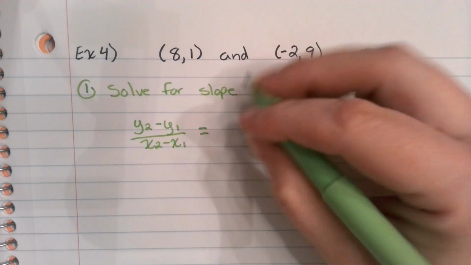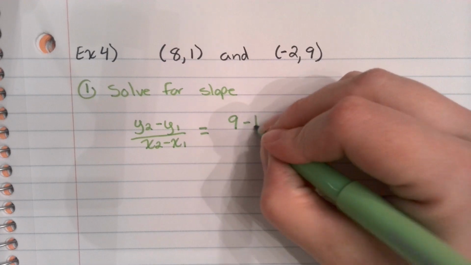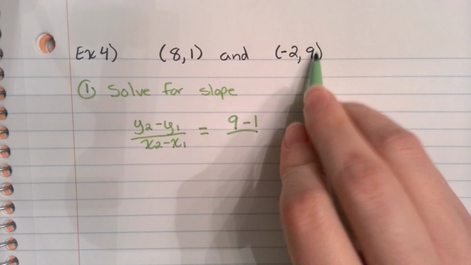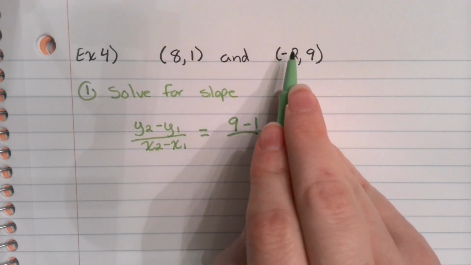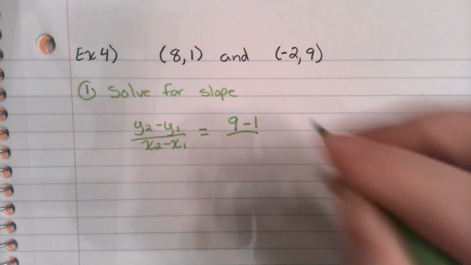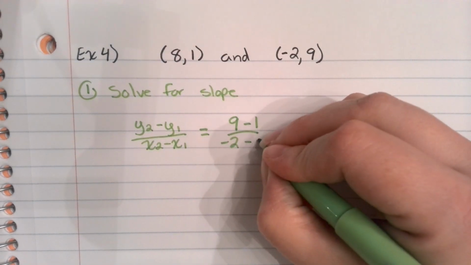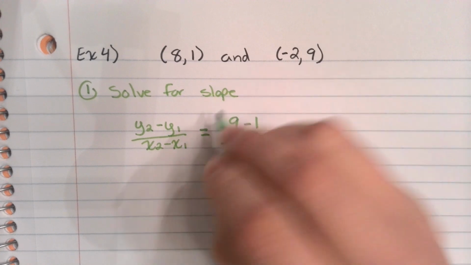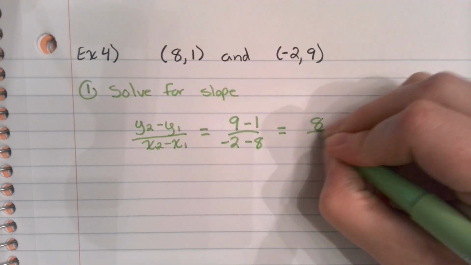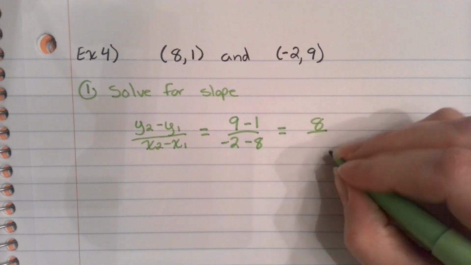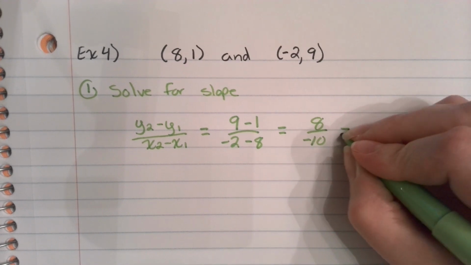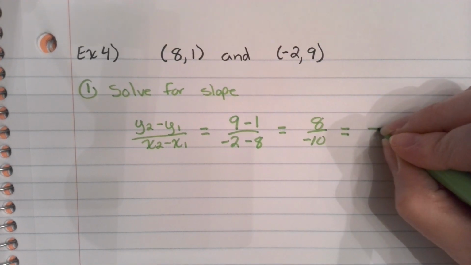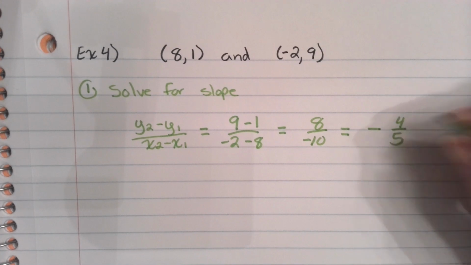So I'm going to subtract the y's, 9 minus 1. And then the x's, negative 2 minus 8. So 9 minus the 1 is going to give me 8. Negative 2 minus 8 is going to give me a negative 10. And when you simplify it, it comes out to a negative 4/5. So there's your slope.